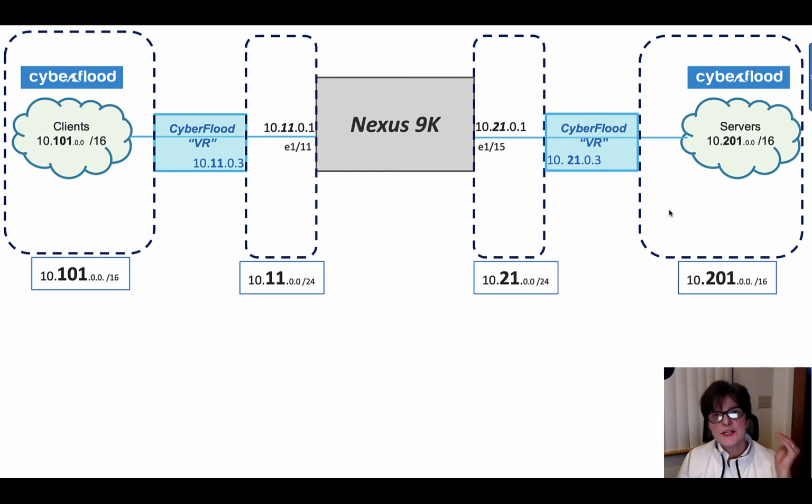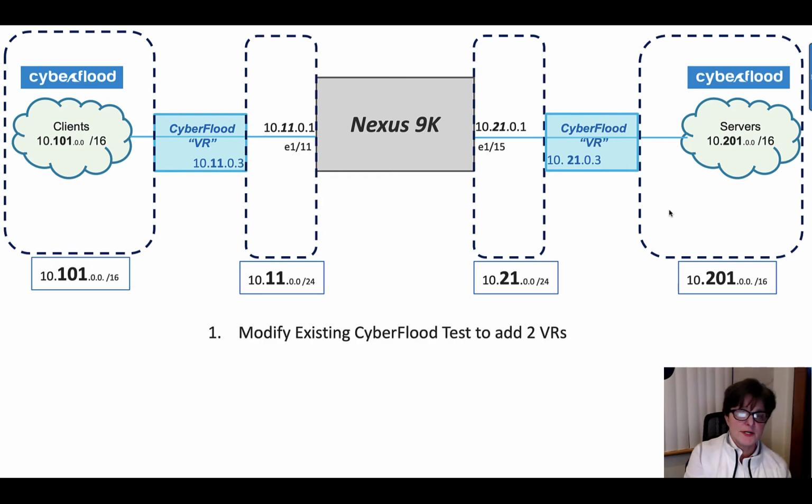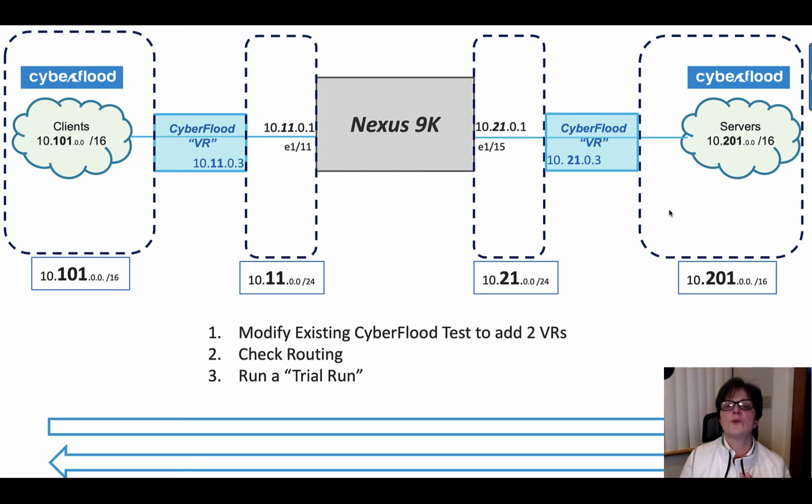So what we're going to do in this video is go into the existing CyberFlood test that I had before. We're going to add 2 virtual routers. And then we're going to check routing, make sure all the statics are set up over on the CyberFlood as well as on the Nexus 9K. Then we're going to run what I would call a trial run.